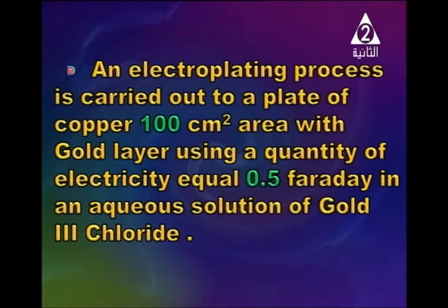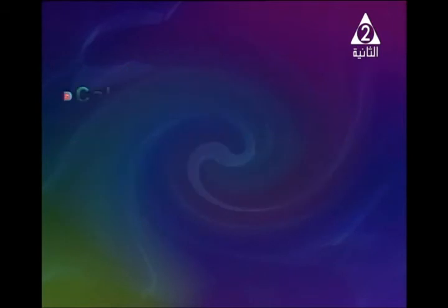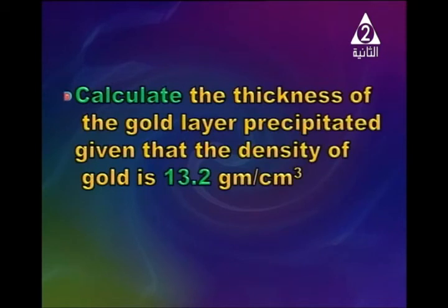Let's have a problem. An electroplating process is carried out for a plate of copper having an area of 100 centimeter square with a gold layer using a quantity of electricity equal to half a Faraday by an aqueous solution of gold 3 chloride. Calculate the thickness of the gold layer precipitated, given that the density of gold equals 13.2 gram per centimeter cube.